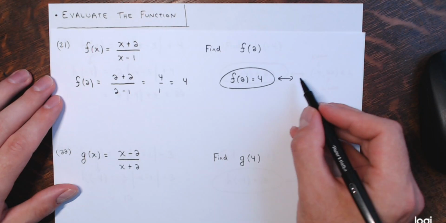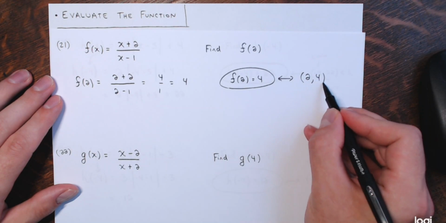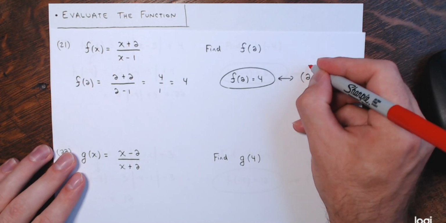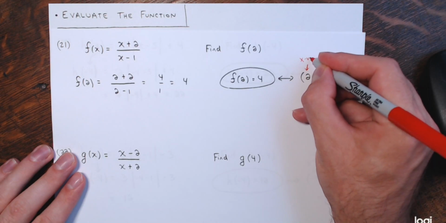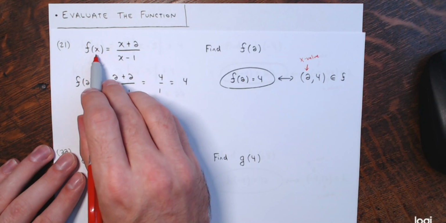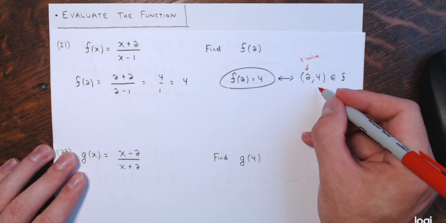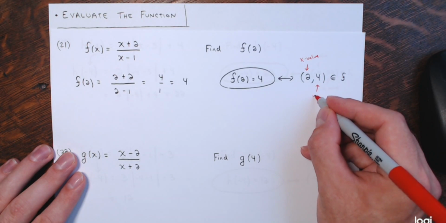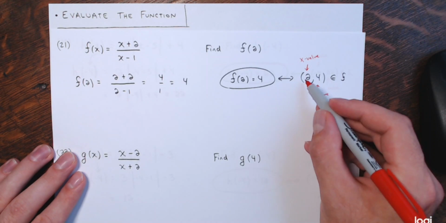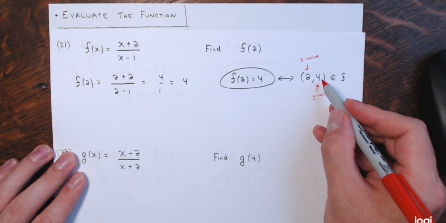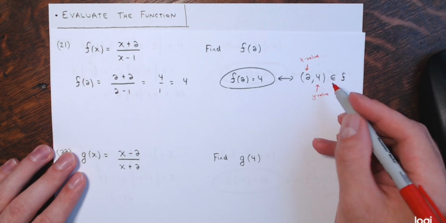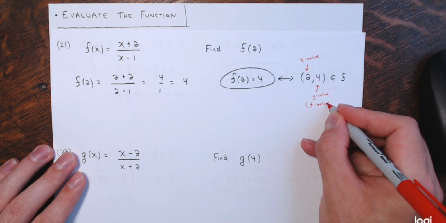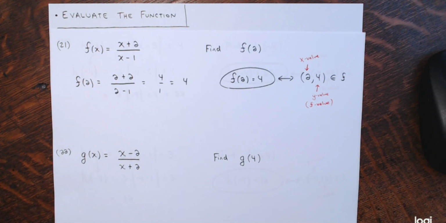And again, this is equivalent to saying that the ordered pair 2 comma 4 belongs to this function called little f. And here we're back to saying that the input is an x value. It's the value of the independent variable, the input variable. And the output, because I didn't use y for the input, I can call that the y value if I want, as long as I don't use y twice. Usually the output of an ordered pair is called the y value, but you could also call it the f value, because that's the name of the function.